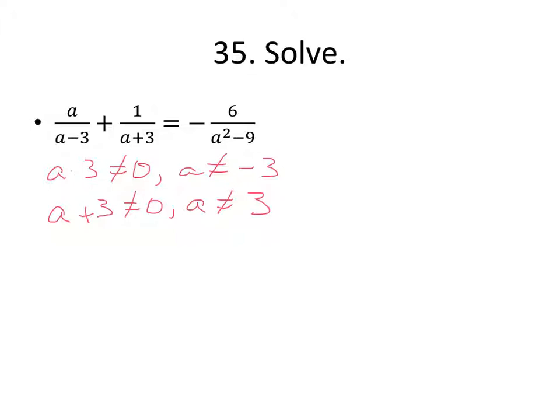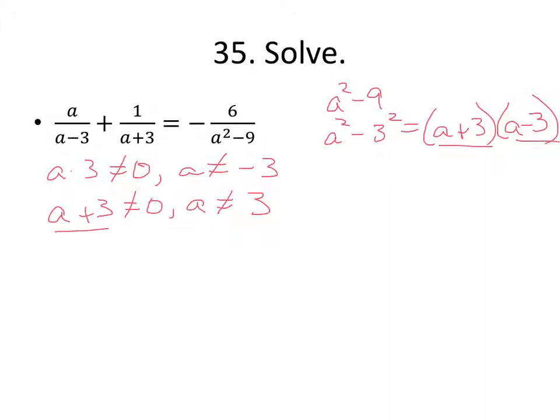Now the third case, a squared minus 9 is the difference of squares, a squared minus 3 squared, which is going to be a plus 3 times a minus 3. And neither of those can be 0, but we've already taken care of those cases, so 3 and -3 are not allowed in our solution set. Now let's go ahead and solve.